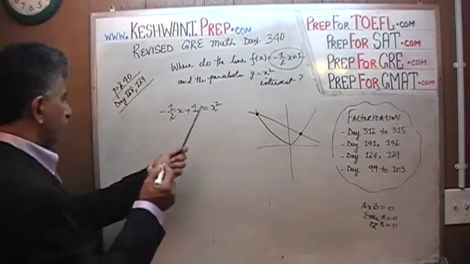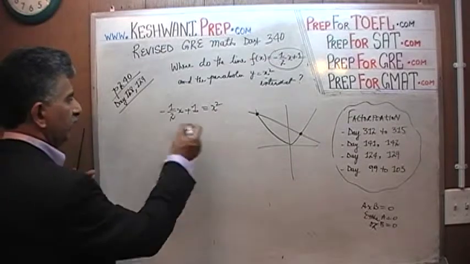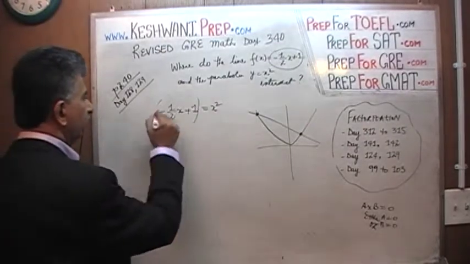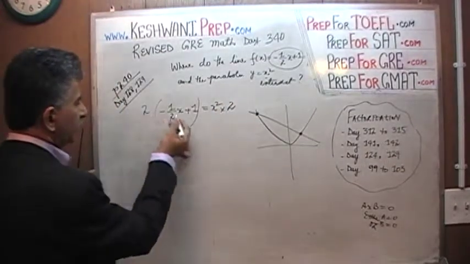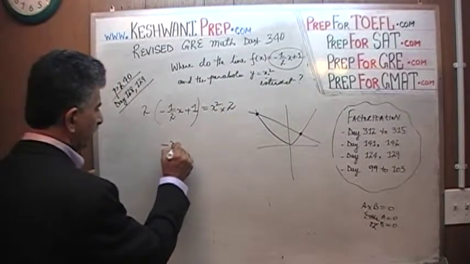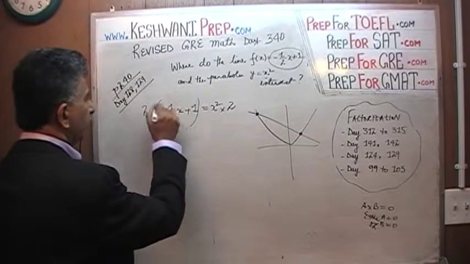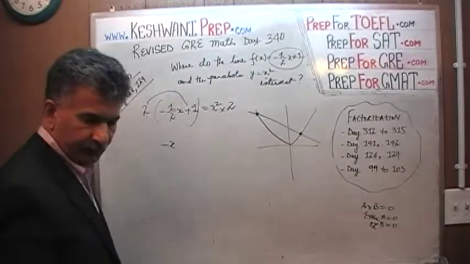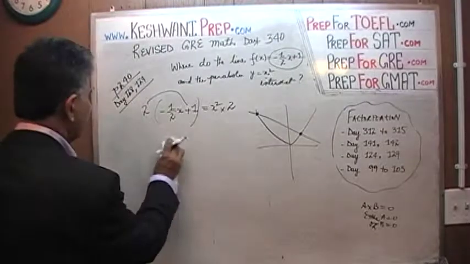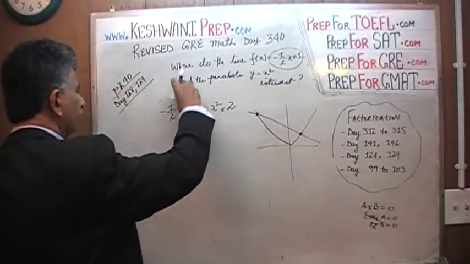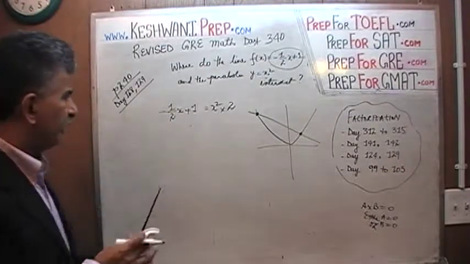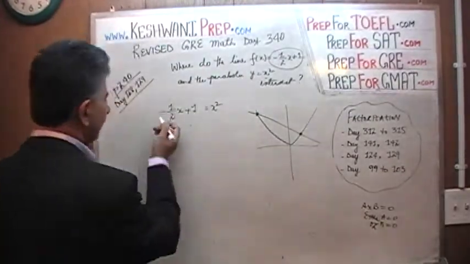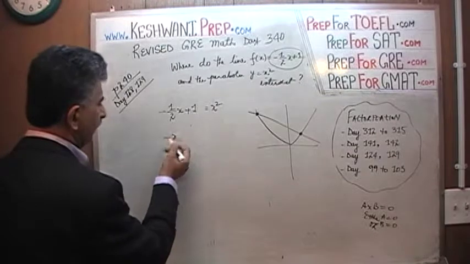Let's multiply the entire equation by 2. Multiply this side of the equation by 2, multiply this side of the equation by 2, and when we do that, this 2 is going to cancel out with that 2. The more I try to explain, the longer it takes. Let's just do it. Multiply the entire equation by 2, and this 2 is going to go away.